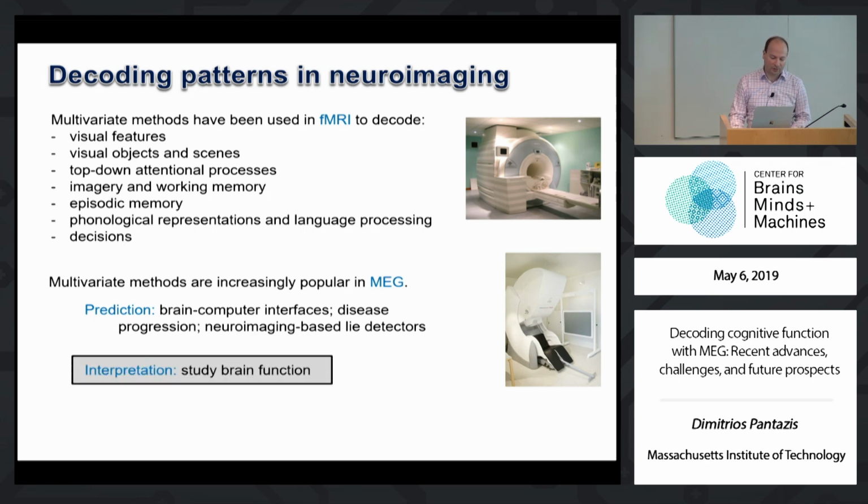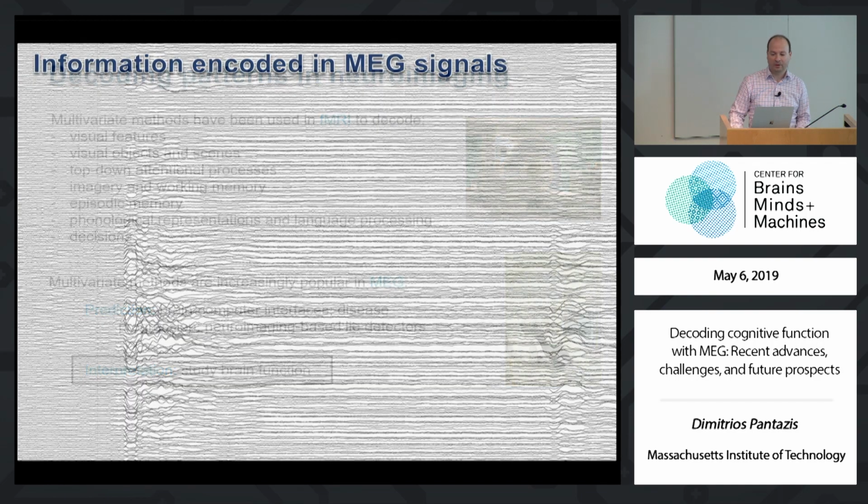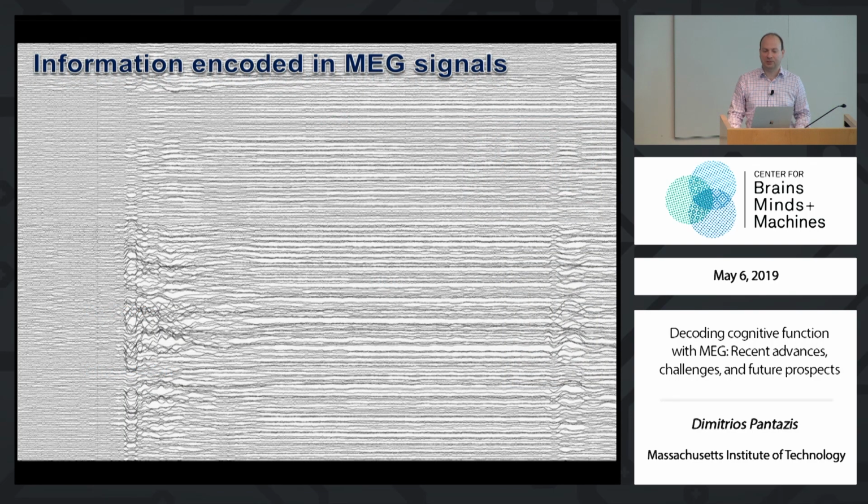But now we are asking more of these methods. We want to use decoding tools to interpret brain function, to understand brain function. And this introduces several challenges, as I will describe in the following. The emphasis in my talk will be on using these decoding tools to interpret and understand brain function, not just extract high decoding accuracies. There is a lot of information encoded in MEG signals, and when applying these tools, one may be surprised how often we're able to decode different types of information.